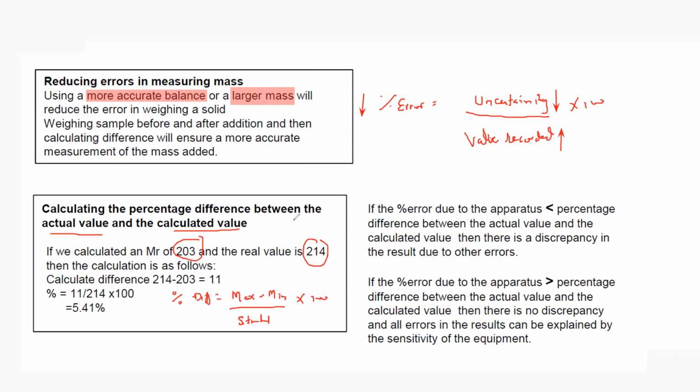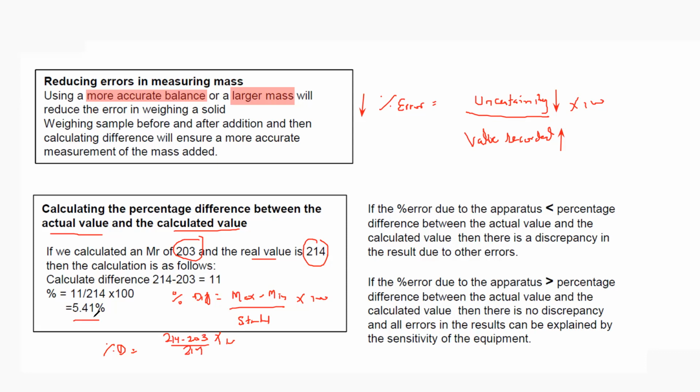But in this case, we know the real value, so the standard value is there. So when calculating the percentage difference for this example, it will be 214 minus 203, divided by the real value, 214, and then multiplied by 100. So it will come out as 5.41%.